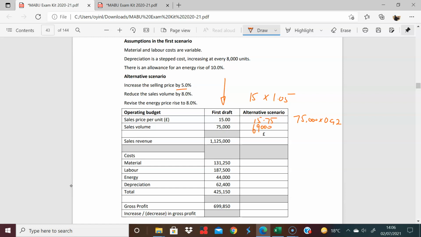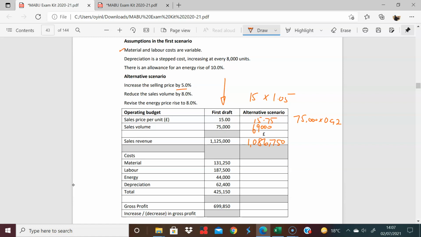69,000, which means that when we calculate sales revenue, we get 1,086,750. There's been no change to material. Like I said, material and labor costs are variable.